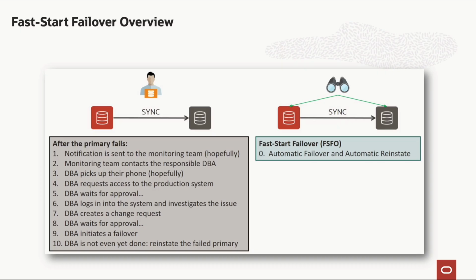This is where Fast Start Failover comes in. It automates failover entirely. It uses an observer that monitors the DataGuard configuration, and when the primary becomes unhealthy, it automatically triggers a failover, cutting recovery time dramatically. The failed primary is automatically reinstated as a standby.